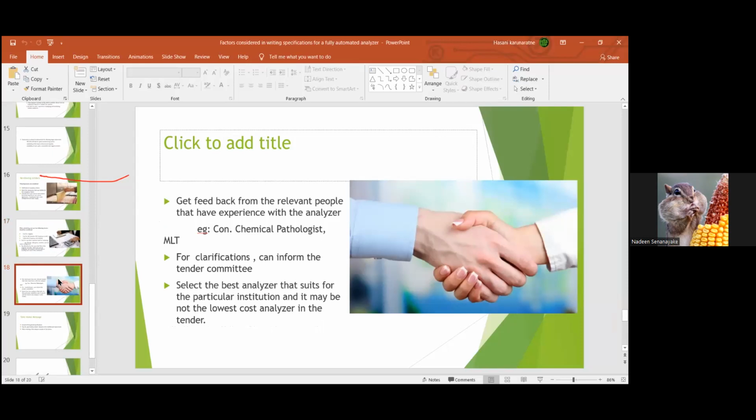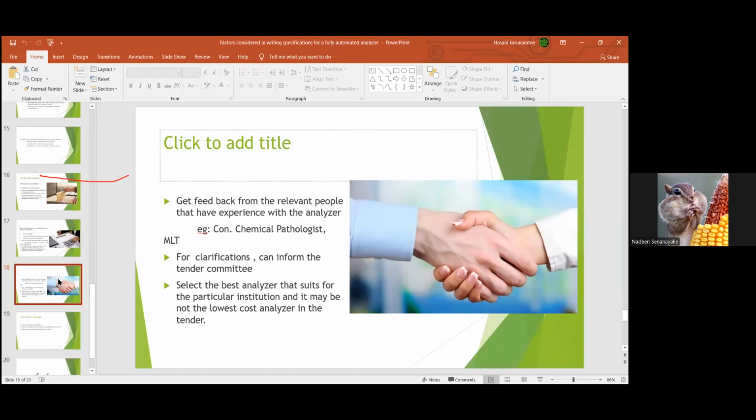And we can get feedback from the relevant people that have experience with the analyzer. We can contact the consultant chemical pathologist in the institution where the same machine is installed, and also the MLTs.